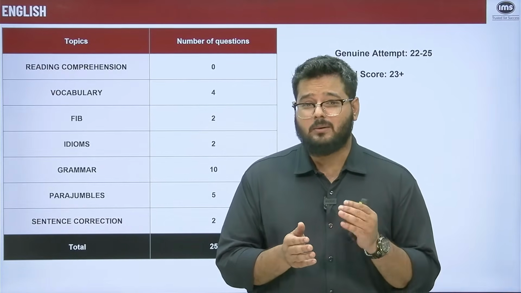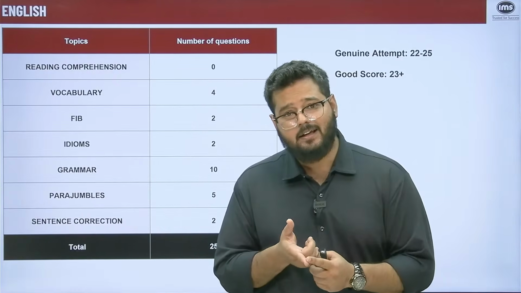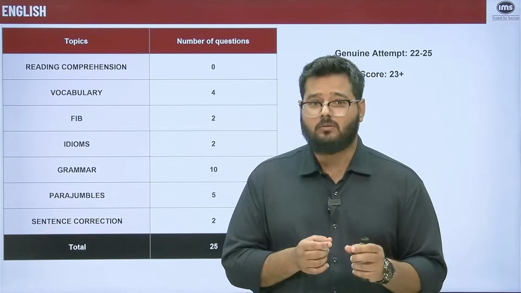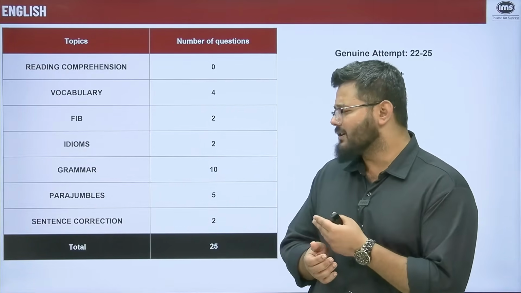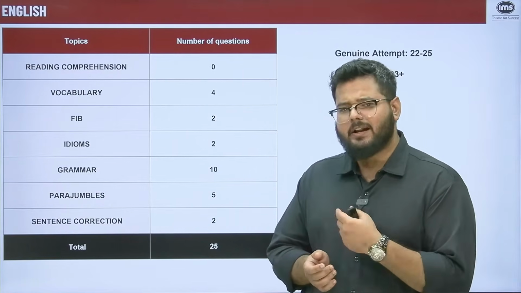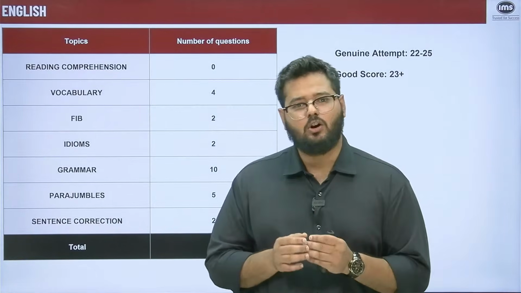There were 4 to 5 odd questions on direct indirect speech, and 4 to 5 odd questions on active passive voice. So on grammar, there were about 10 questions. Parajumbles, there were 5 questions, and sentence correction, we had 2 questions. So that is the entire section of English.